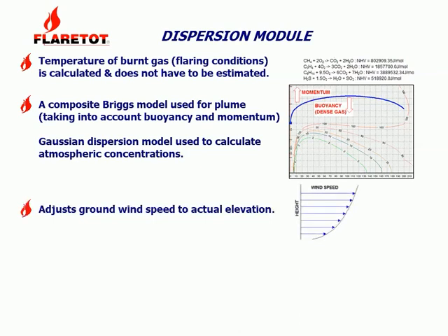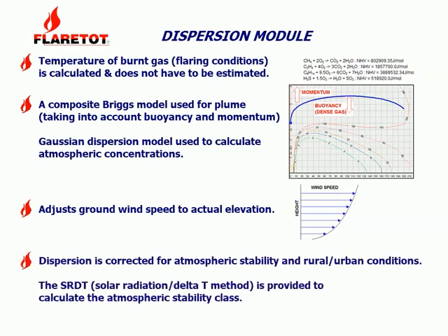The wind speed at the required elevations is corrected from wind station measured speed. Dispersion is corrected for atmospheric stability, as well as for rural or urban conditions. The solar radiation, delta-T method, is provided to help calculate the atmospheric stability class.